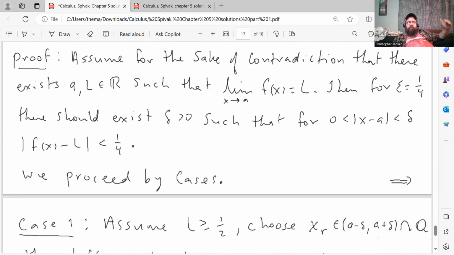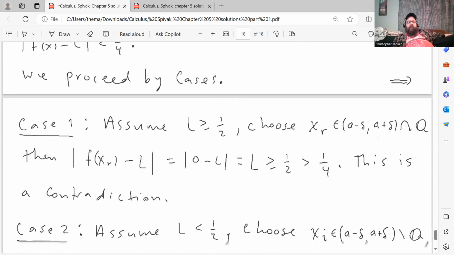And to derive our contradictions, we do this by cases. So for case 1, let's assume that L is greater than or equal to 1/2. Okay, then choose a rational number in the interval between a minus delta and a plus delta.